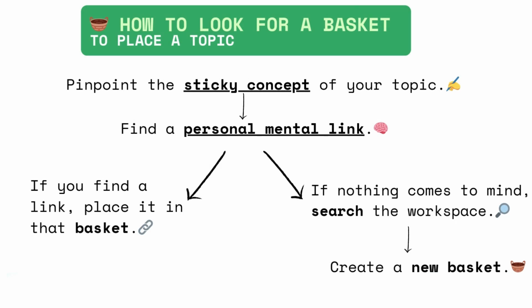Let's quickly recap what we're doing here just to make sure it sticks. For step 1, you want to pinpoint that sticky concept in your topic. This is the detail you always struggle with. Ask yourself, what part do I always mess up? That's the thing you want to lock in. Moving to step 2, find your personal mental link. Don't just jump to obvious keywords. Instead, ask yourself, what topic do I know that strongly evokes this concept? Something you've already studied, even if it seems completely unrelated, might be the perfect trigger for your memory.